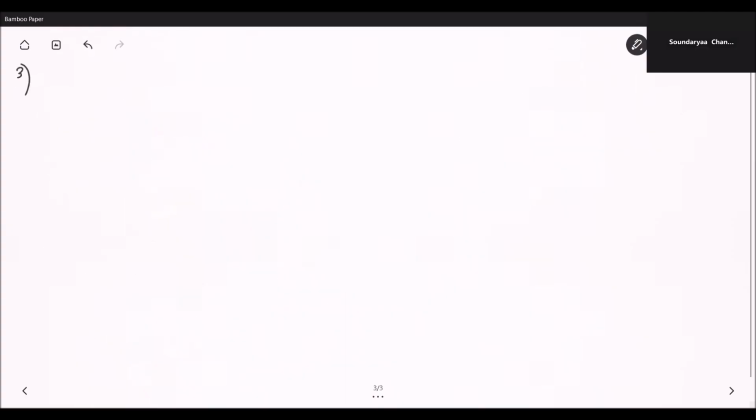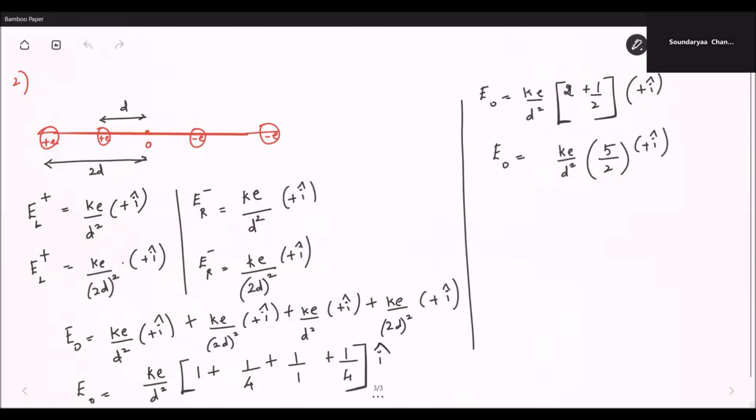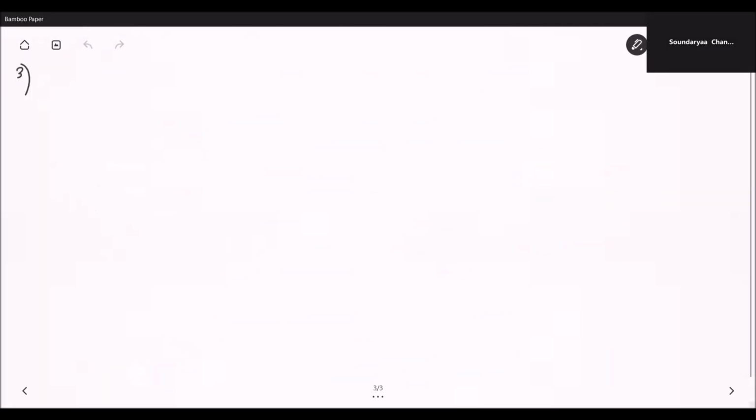Now, for the third charge configuration, we see minus E, plus E on the left side, plus E, plus E on the right side. What is the net electric field at the center?